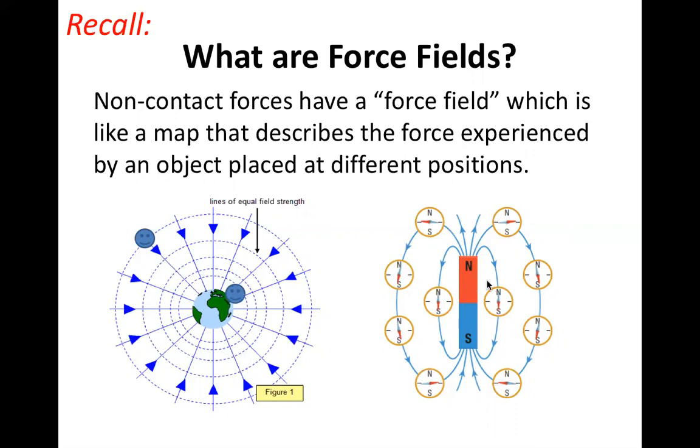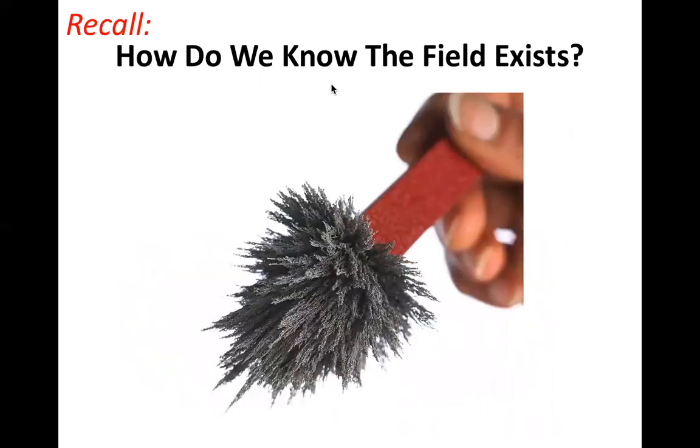Likewise with this magnet, the field lines point in the direction that a north magnet would point. So if we are over here, the north magnet would be strongly repelled away from the north pole of a magnet. How do we know the fields exist?